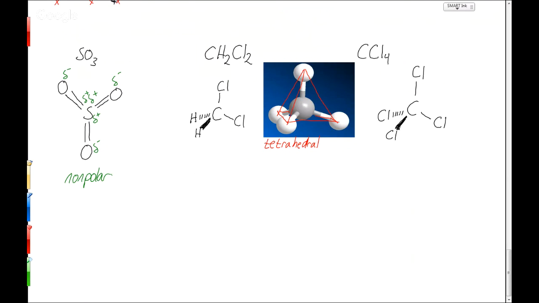If one of those oxygens were missing and it were SO2 bent like that, then we would say, yeah, it's polar, because the positive side on the S would be positive and the oxygen side would be negative. But we can't say that in this case.